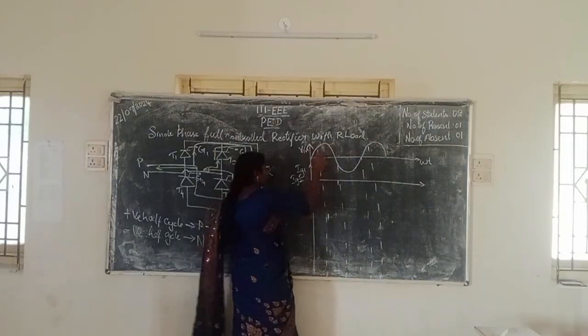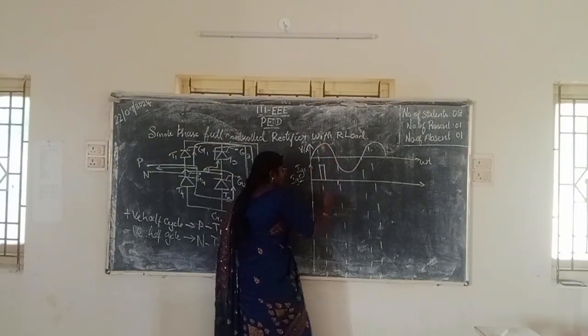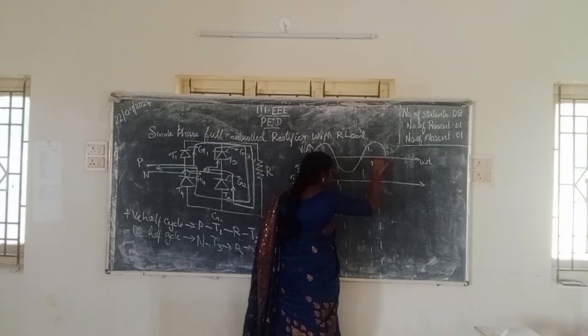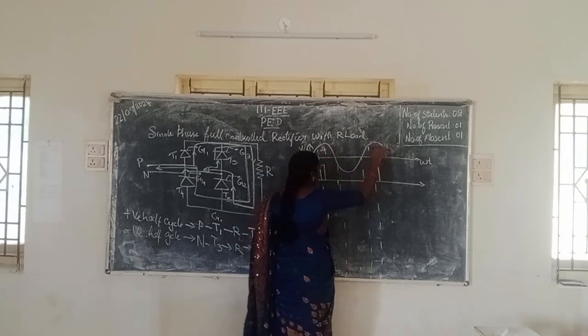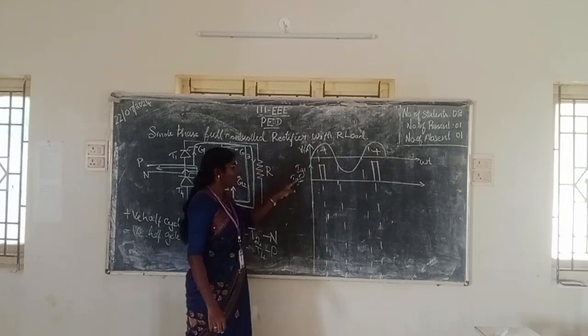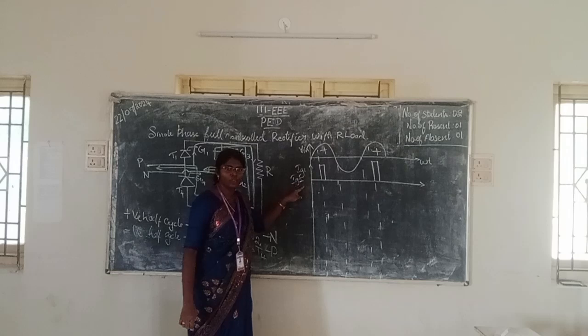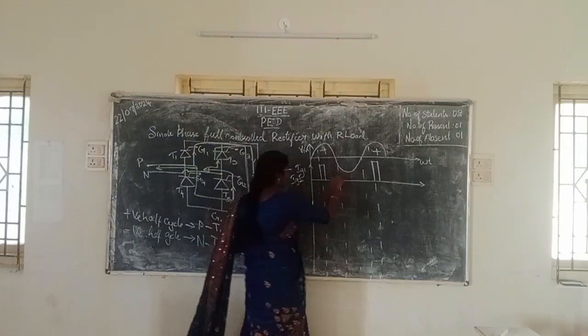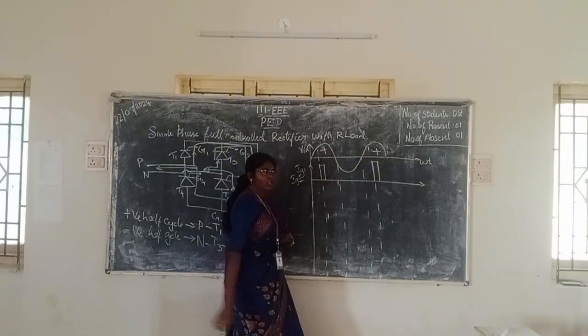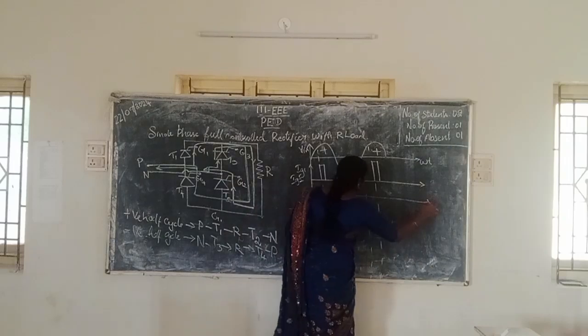Okay, so that is alpha, second half cycle. These two are positive, right? Yes. In the positive half cycle, T1 and T2 are conducting, so gate 1 and gate 2. So the next alpha, here also alpha, positive half cycle.